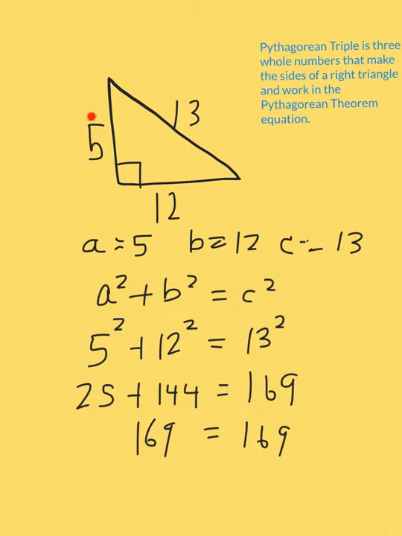And these 3 numbers are whole. And when we have 3 numbers like this that work in the Pythagorean theorem and they're whole, I have this note up here again. We call that a Pythagorean triple. It's 3 whole numbers that make the sides of a right triangle and work in the Pythagorean theorem equation.